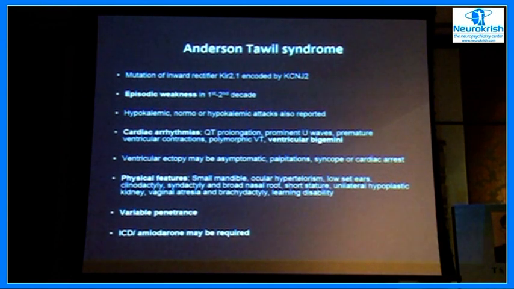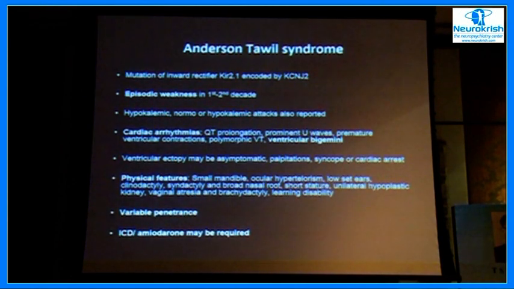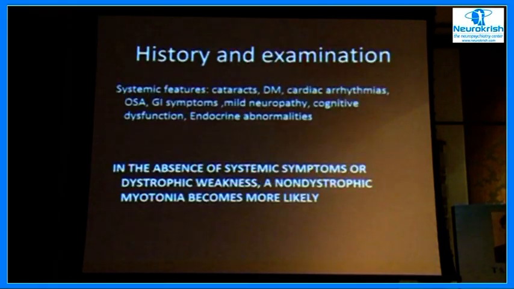And this is again a mutation of the inward rectifier KIR2.1 encoded by a potassium channel, with episodic weakness in the first or second decade. Hypokalemic, normokalemic or hyperkalemic attacks are also reported. Cardiac arrhythmias could be due to QT prolongation, prominent U waves, premature ventricular contractions, polymorphic VT. They have a small mandible, ocular hypertelorism, low-set ears and clinodactyly. Sometimes they might require ICD or amiodarone because they could have fatal arrhythmias.